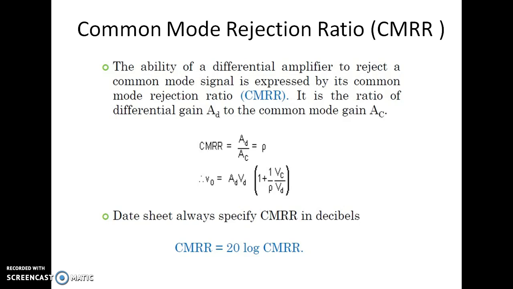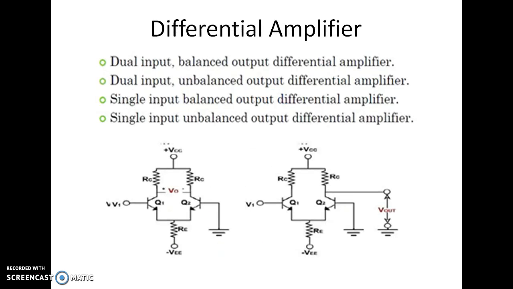So V0 output equals AD into VD into bracket 1 plus VC by VD. The datasheet always specifies CMRR in decibels. If you want to switch this into decibel form, then we can represent CMRR equal to 20 log to the base 10 of CMRR.